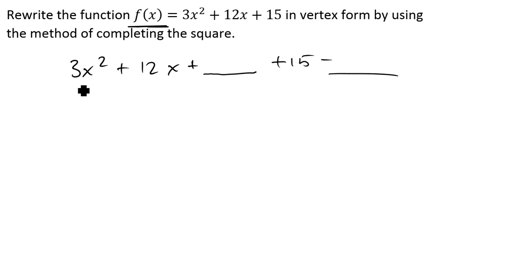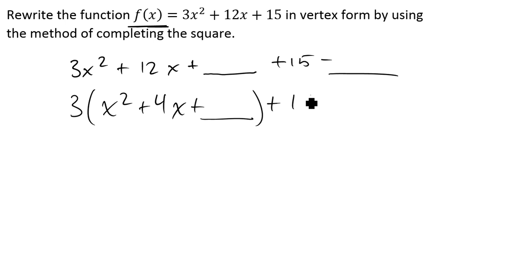I can see that I don't have a leading coefficient of 1. So I'm going to factor out a 3 from those first two terms. So I'm going to make this 3 times x squared plus 4 times x plus something to complete the square, close those parentheses, plus 15, and then subtract something to keep this equal, right? So basically I'm going to be adding something to this function, and I need to subtract the same thing so I don't mess it up.